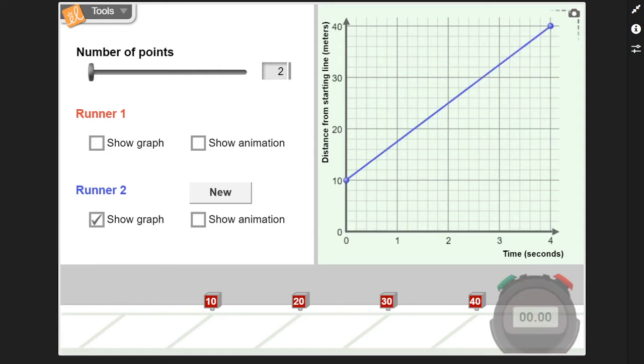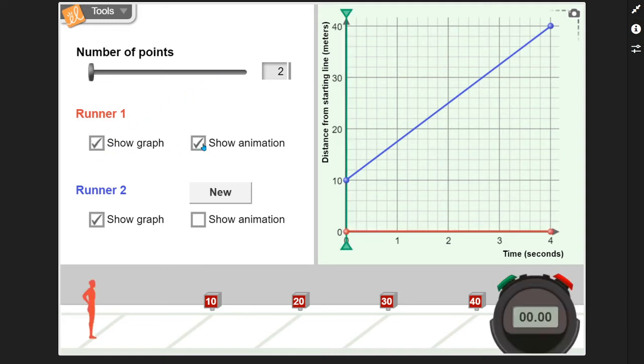Okay, good. So now I want you to take a look at this graph here. And I've gotten rid of the animation for a moment because I wonder if you can understand what this line means. And it's very important to understand what it means from the very start of the motion. What is the first point on this graph? It is 0, 10, which means at 0 seconds, the runner is going to be 10 meters away from the starting line. So are they going to be starting at the starting line? The answer is no, they will not be starting at the starting line.